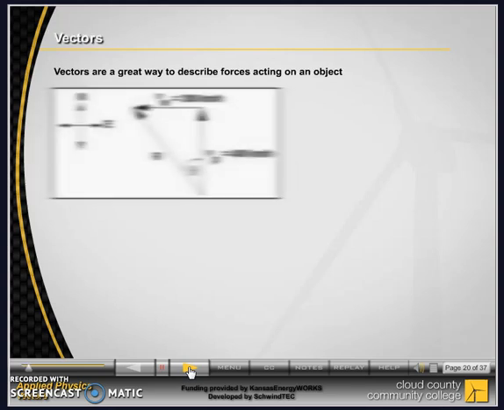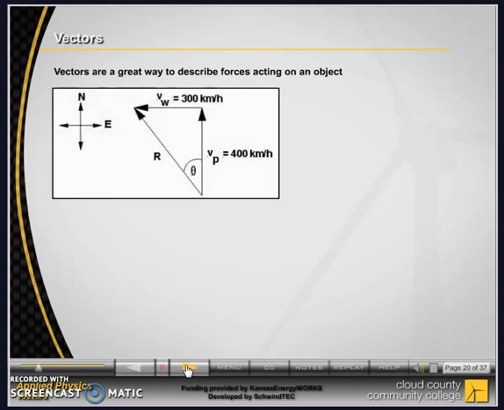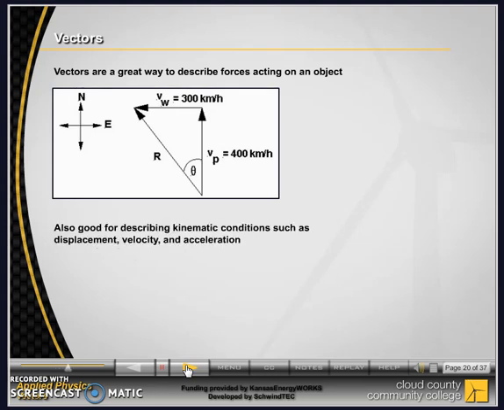Vectors are a great way to describe forces acting on an object, including both the direction and the magnitude of the forces. Vectors are also good for describing kinematic conditions such as displacement, velocity, and acceleration. Each of these will be discussed in future lessons.